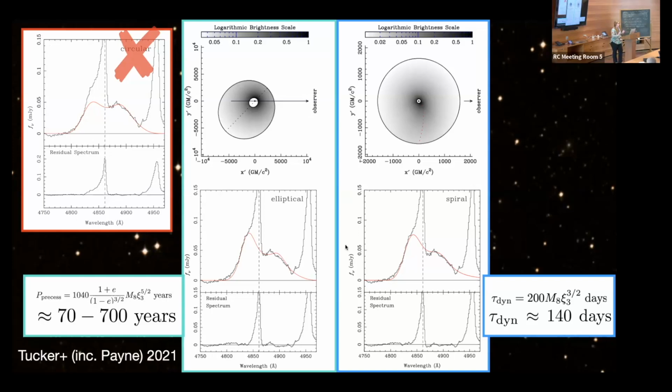For an elliptical disk, there's a precession timescale, and the best fit for this corresponds to 70 to 700 years, which is very different compared to the spiral model, which has a dynamical timescale, and the best fit for this model is a dynamical timescale of about 140 days, which is remarkably similar to the period that we get from the light curve. Another thing to think about for a spiral arm is, in the case of a TDE, we'd expect the debris to interact with the disk, possibly producing a spiral arm that propagates through. So in general, it seems like this spiral arm is something to keep in mind for this object.